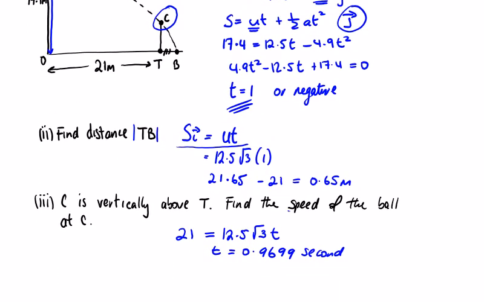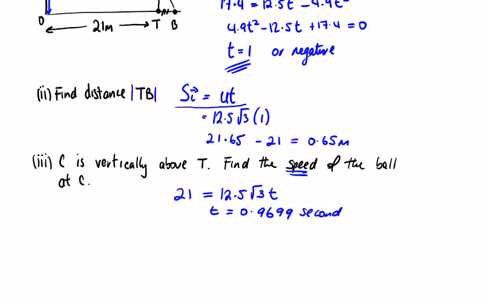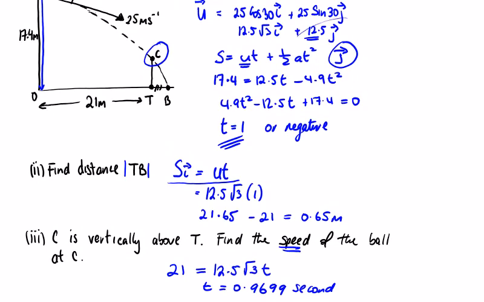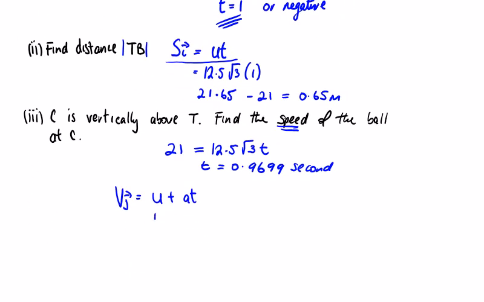The speed of the ball. So in the j direction, u plus at is going to be my 12.5 plus the acceleration of 9.8 times 0.9699. If I type this into a calculator, it comes out actually quite evenly around 22 meters per second to the minus 1.